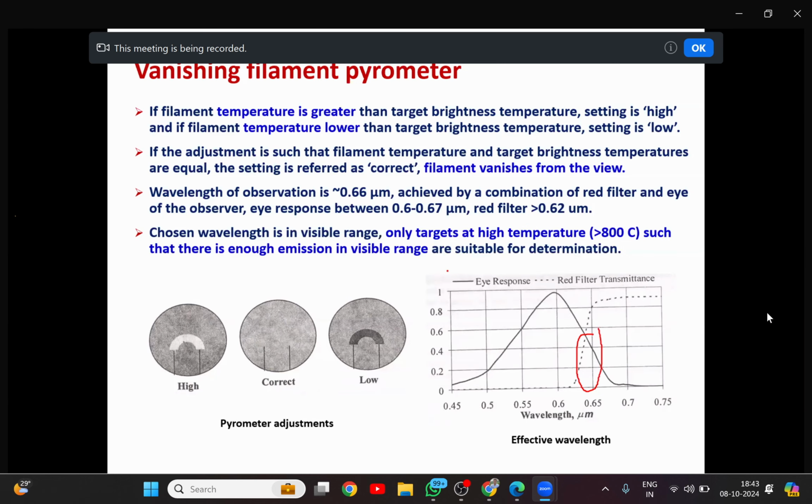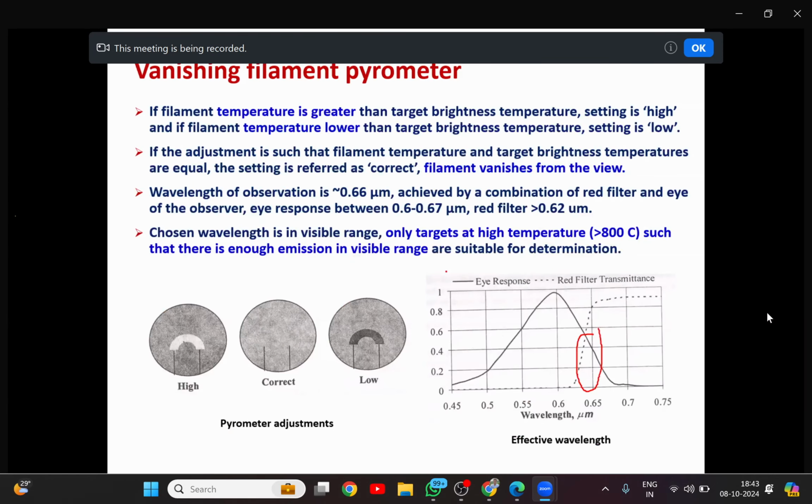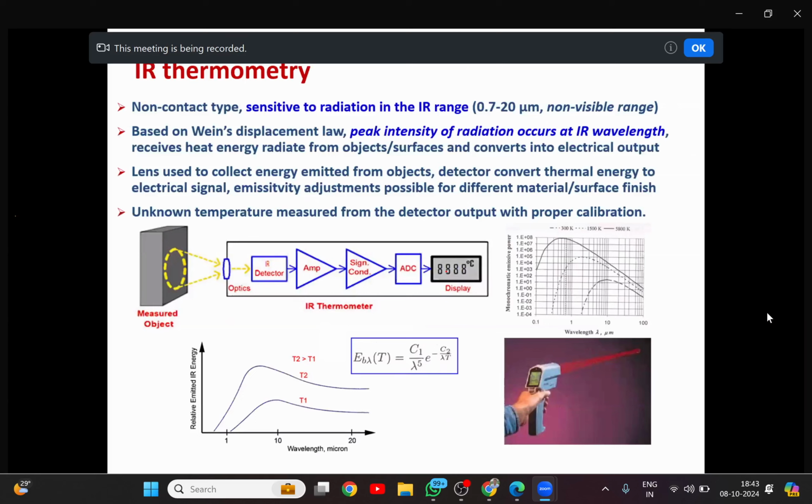Okay, so this is basically the principle of the vanishing filament pyrometer. I will just take another couple of minutes to talk about IR thermometry. This is known as infrared thermometry. It is a non-contact type temperature measuring instrument.